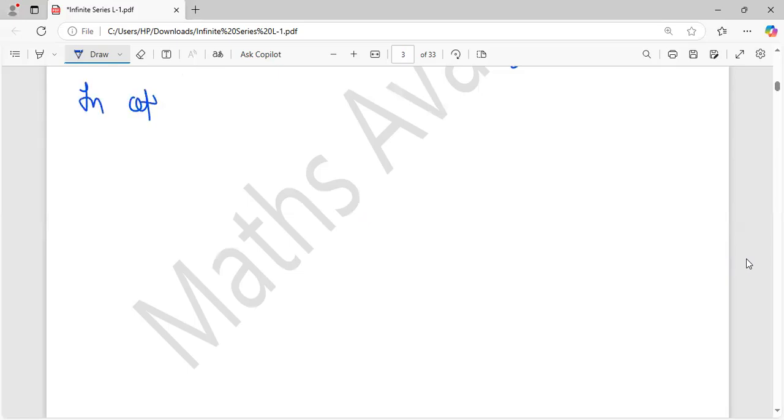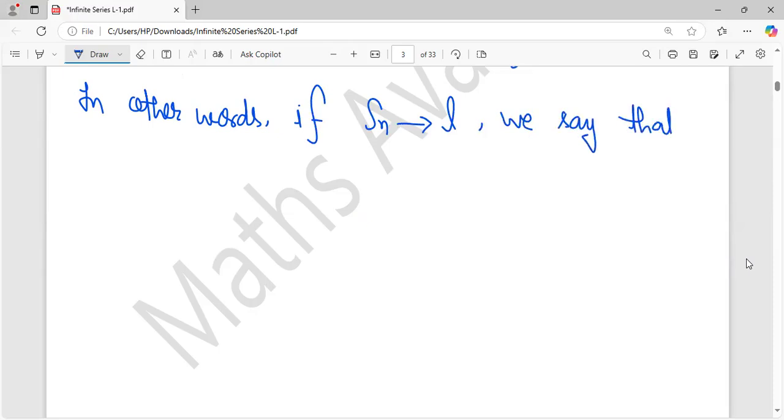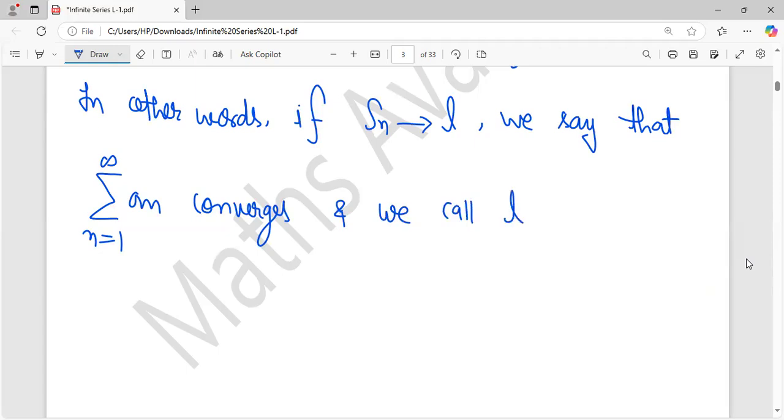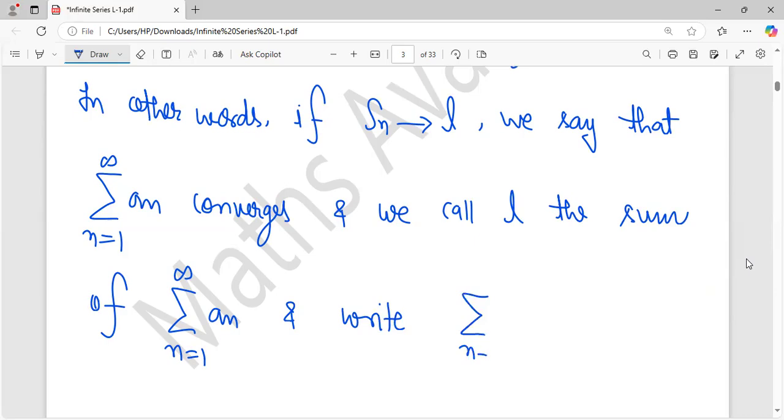In other words, if Sn converges to L, we say that this series converges, and we call L the sum of this series, and write sum n goes to 1 to infinity an is equal to L. Okay.